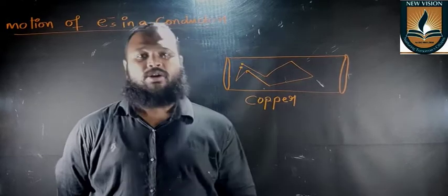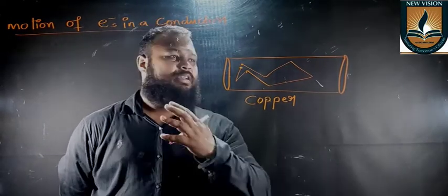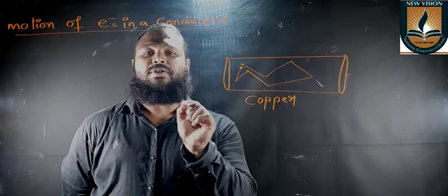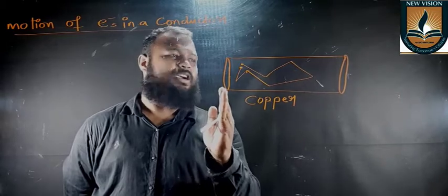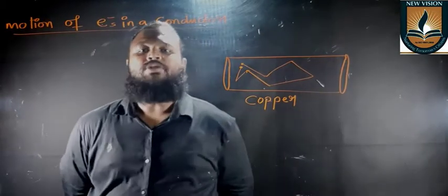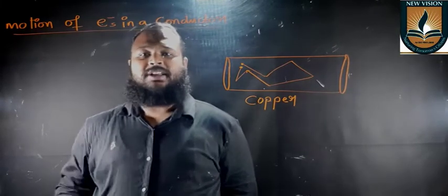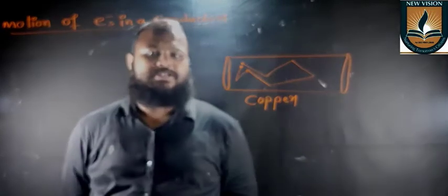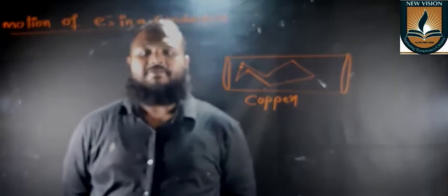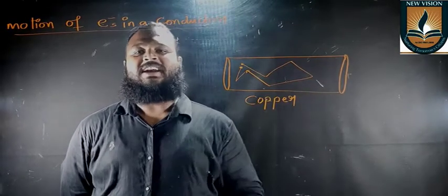Similar to this electron, there are many free electrons in this copper conductor and they move in random motion, but there is no net flow of charge from one end to the other end. This means that at room temperature, due to thermal energy, electrons are in random motion, but there is no net flow of electrons from one end to the other end. Now, what do we need for the net flow of electrons from one end to the other end? We need an electric field.